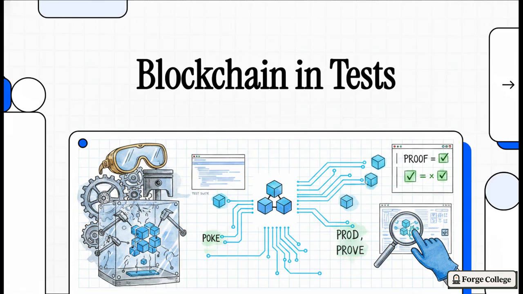Today, we're jumping right into interacting with the blockchain in tests. Think of this explainer as strapping on our safety goggles and walking into the mechanical testing lab for your smart contracts. We're going to get our hands dirty. Instead of just deploying code into the void and praying to the crypto gods, we're going to poke, prod, and mathematically prove that our contracts actually work.